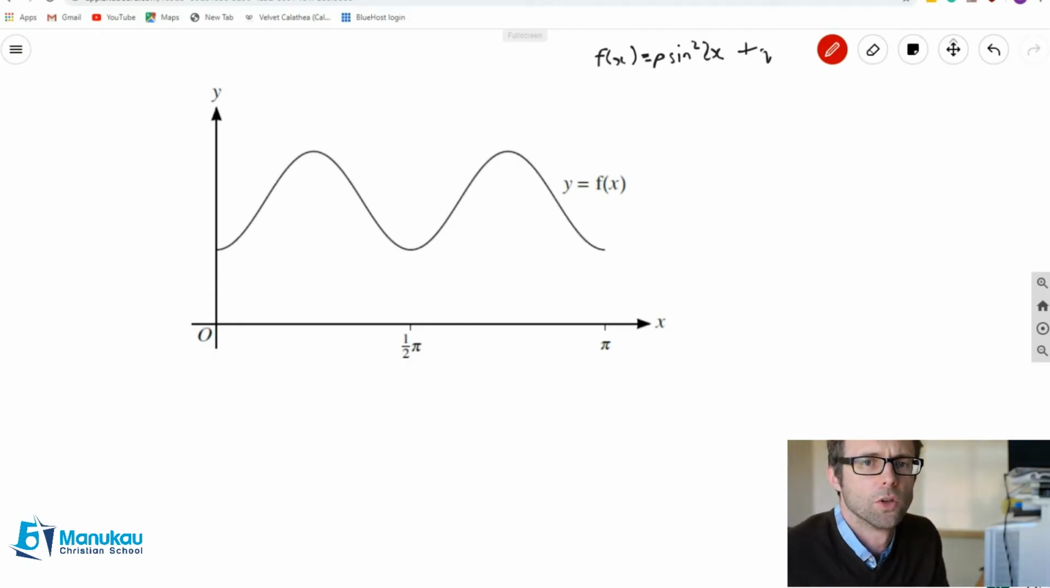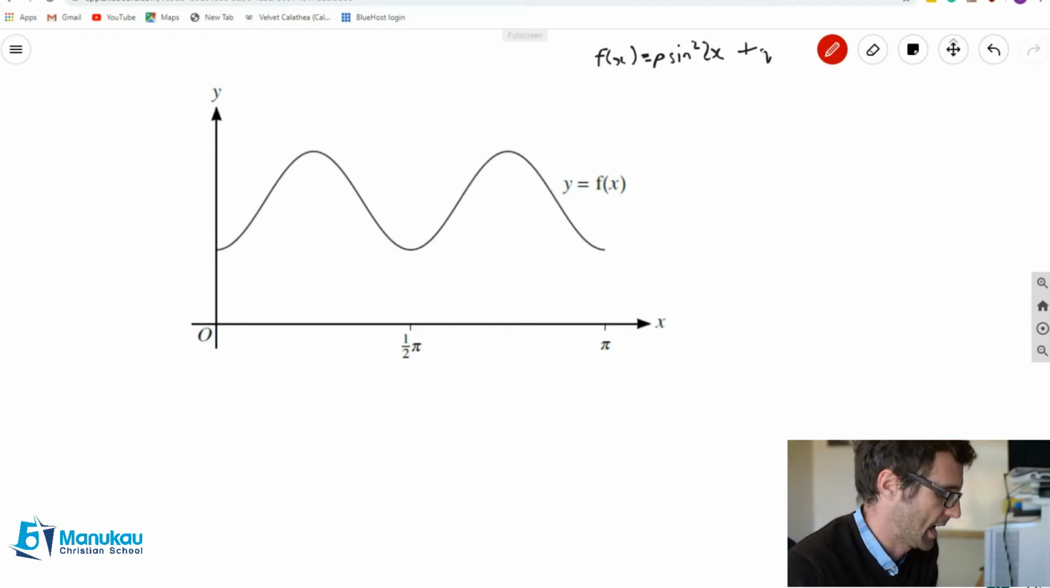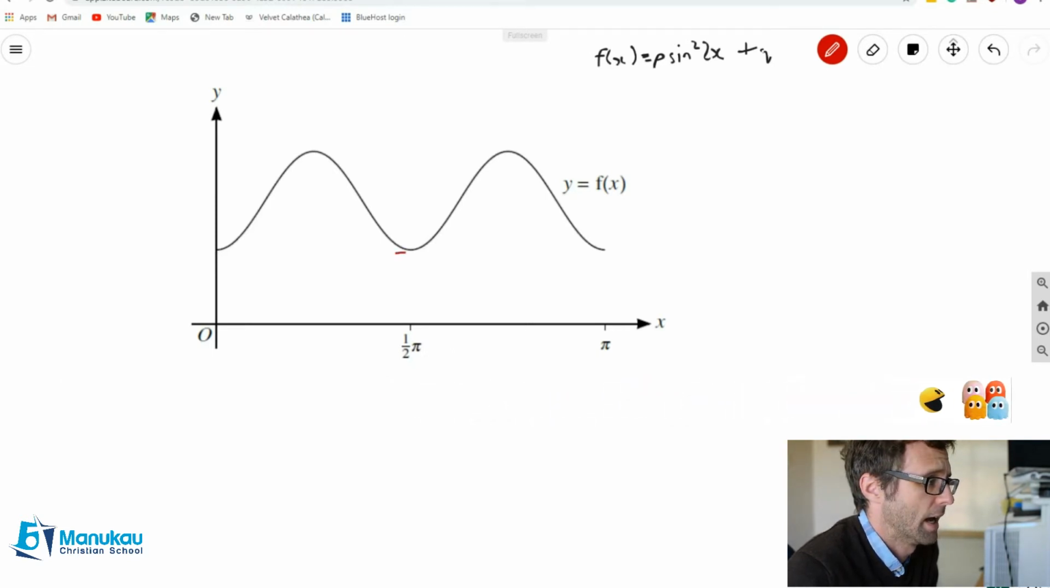Hey guys, welcome to our final question from the Pure Maths 1 test from term 1. We have this function here on screen, f of x is equal to p sine squared 2x plus q, and the first part of the question is we have to state the range of f. So the range is from this bottom point here up to this top point here. Let's see if we can figure this one out.